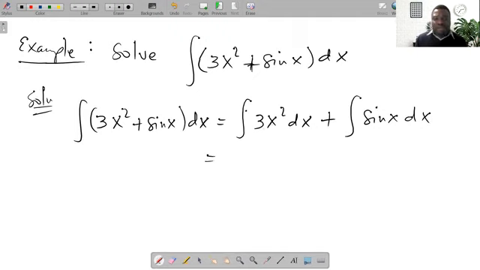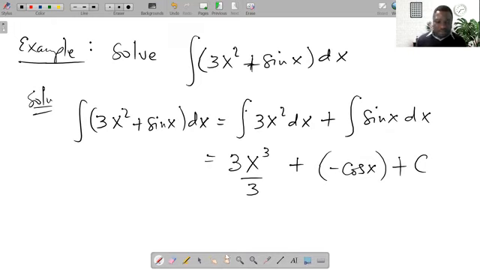So here I'm going to use the power rule. That will be 3x cubed over 3. The reason is that with the power rule, we add 1 to the power and then divide by the result. And when we come to sine, anytime we take the integral of sine, it is always negative cos. So this is going to give me negative cosine of x. And then I'm just going to attach my constant.